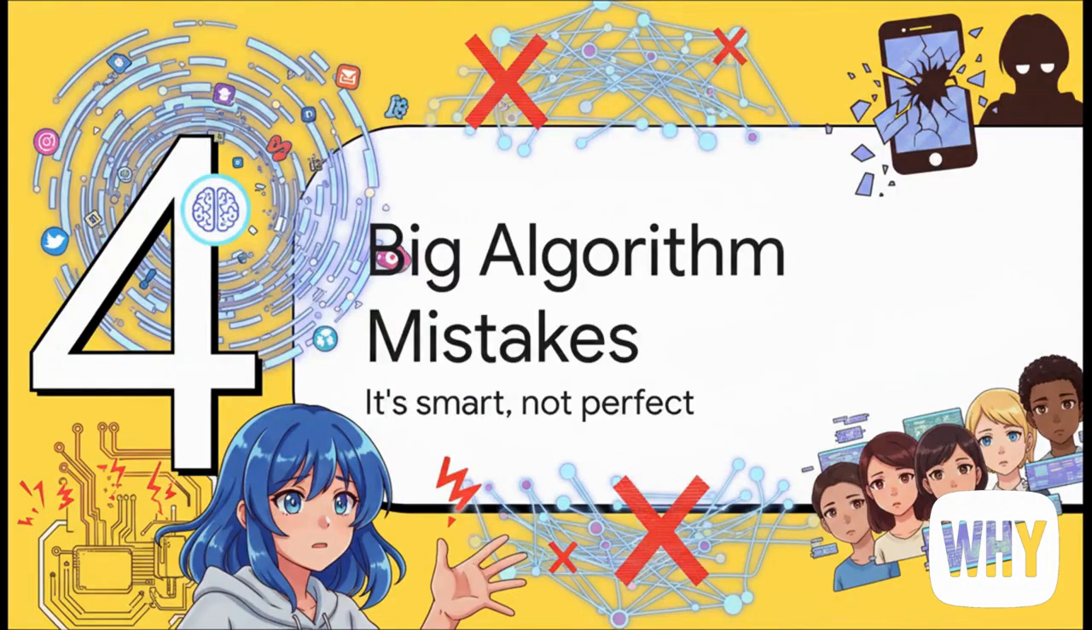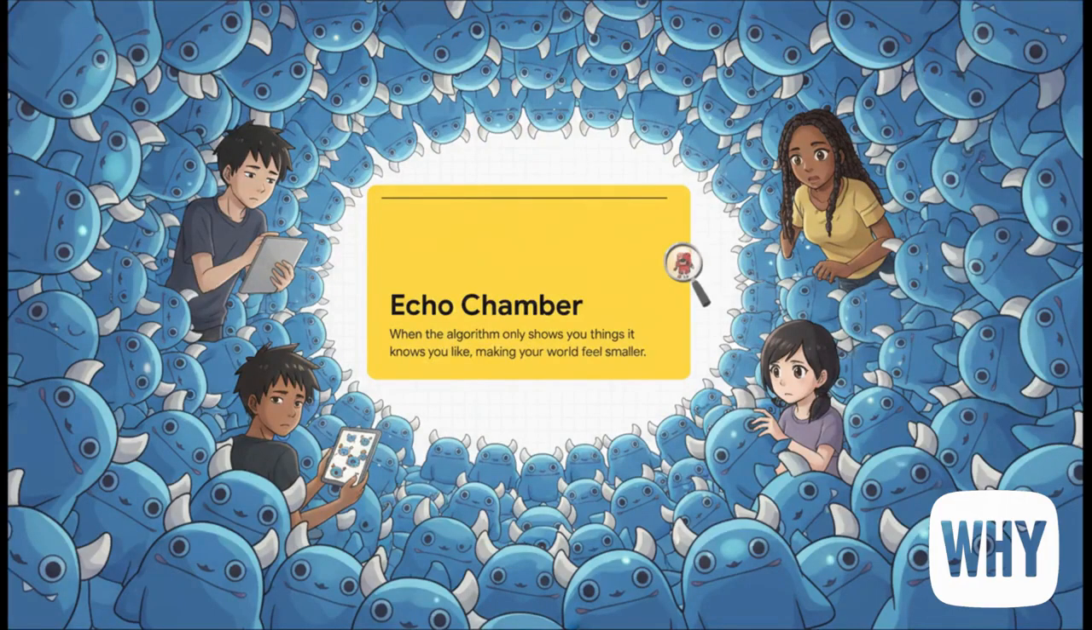But let's get real for a second. As smart as this system sounds, it's not perfect. In fact, it can make some pretty big mistakes. For one thing, the algorithm is kind of a copycat. Its only goal is to keep you watching, so it just keeps showing you more of what it thinks you like. So you watch one video about, say, a cool new Lego set, and suddenly your entire feed is nothing but that Lego set for a whole week. This is called an echo chamber, and it can make your digital world feel kind of small and repetitive.